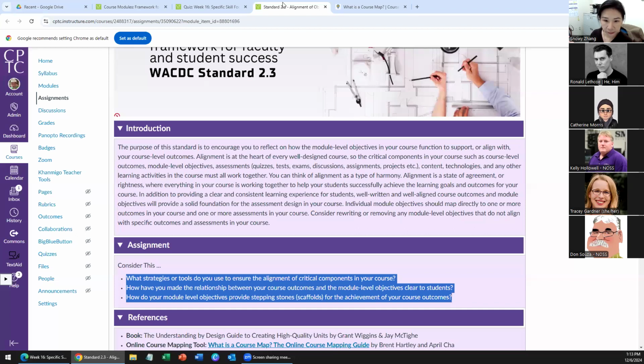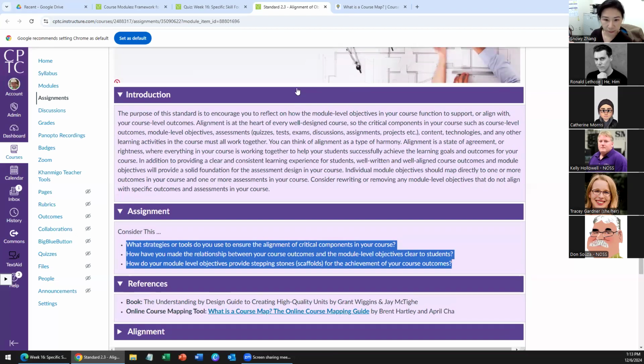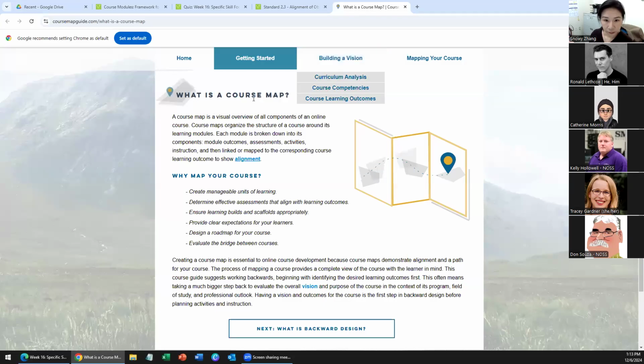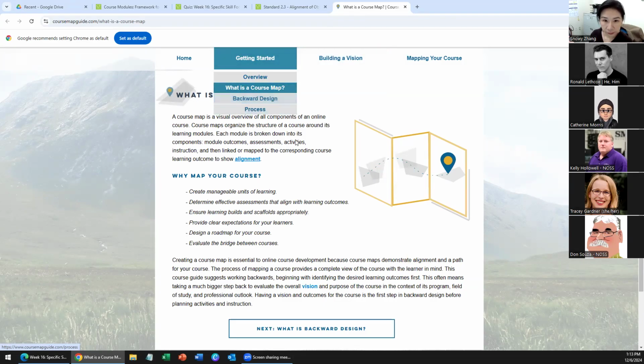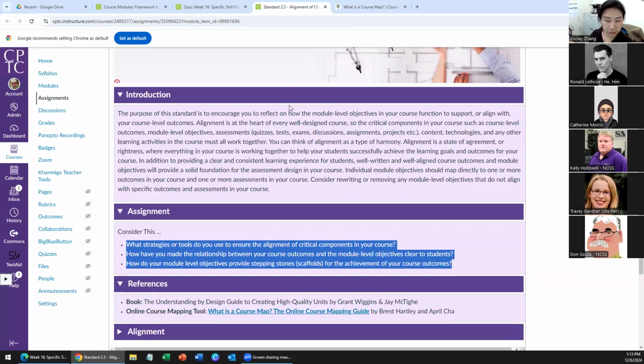from Brent Hartley and April Cha, and then also looking at backward design. But I saw Tracy hop off mute. Did you want to share some of the alignment that's going on in your courses?